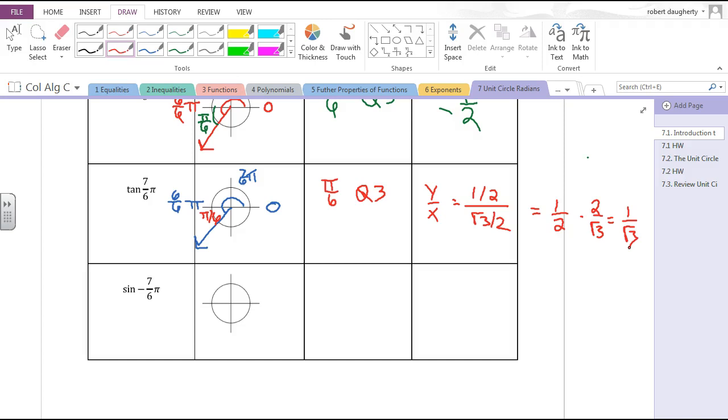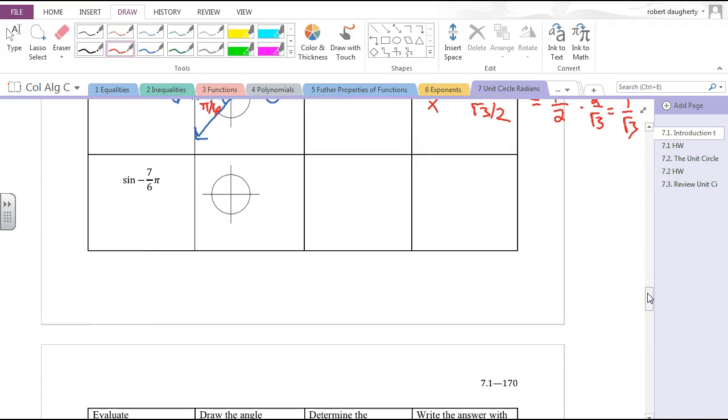Okay, this one has a little bit of a trick. It's the sine of negative 7/6 pi. What do you think that means?